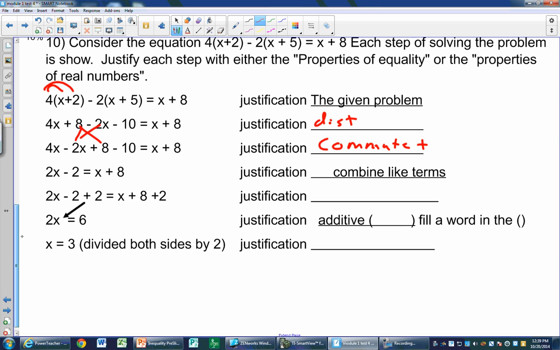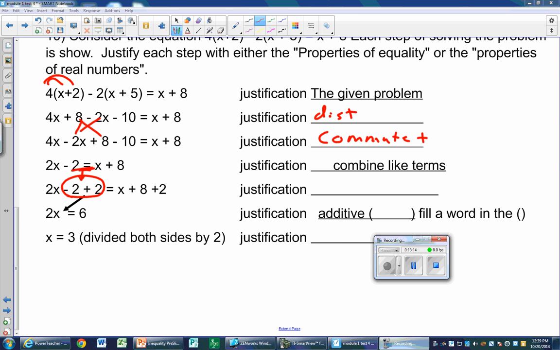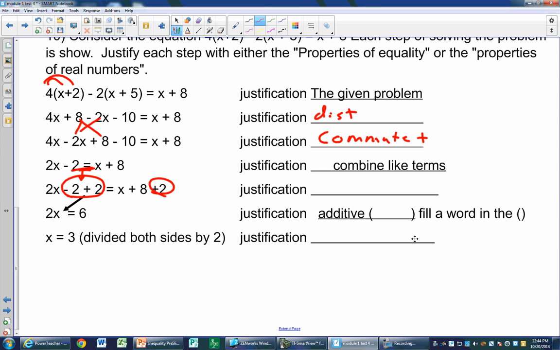Combine like terms for the next step. Justification. If you notice, what happened here? That's what that arrow is saying. So from here, what happened there? I added 2 to both sides. So it's called the additive property of equality because I am adding 2 to both sides.